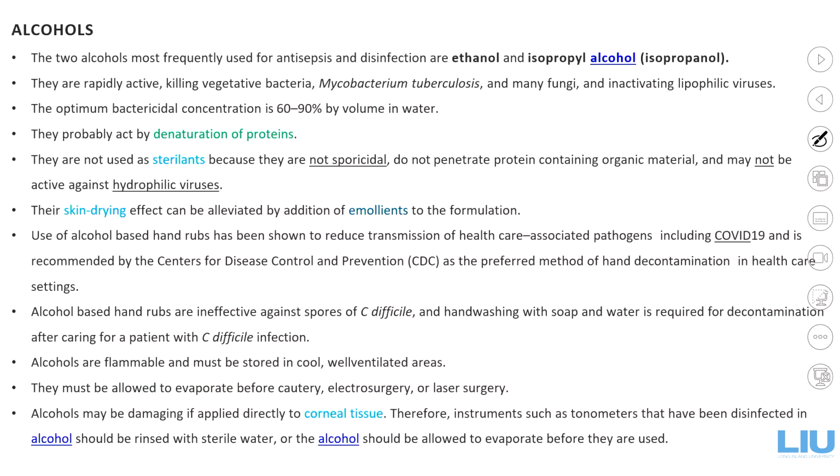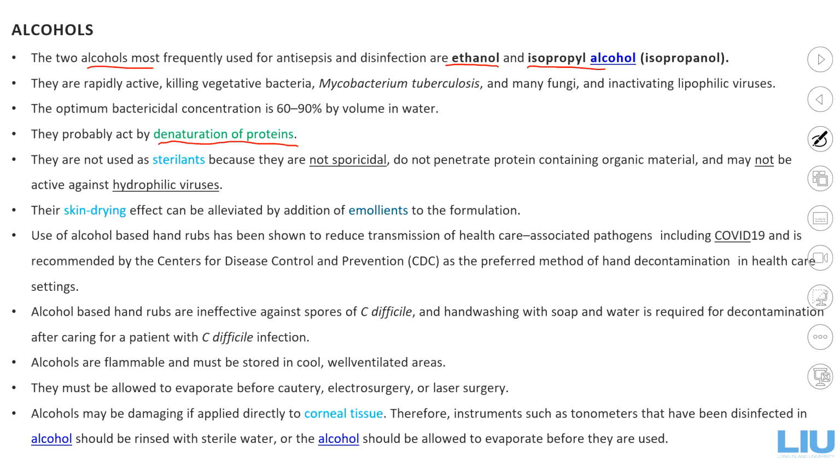Right. So we will also see that some of these agents have mechanisms of action, so we'd have to know these mechanisms of action. Speaking of alcohol, for example, its mechanism of action is by denaturation of the proteins. There are two most frequently used kinds of alcohol: ethanol and isopropyl alcohol. You would see these in the market.